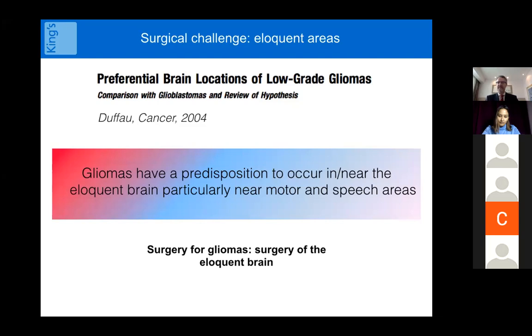The brain is a special organ. That's why I decided to be a neurosurgeon, because it's the most fascinating organ in our body, in my opinion. And you can't just chop away large parts of the brain. Tumors tend to localize in eloquent areas of the brain, areas that are important for speech, for movement, and for other functions.